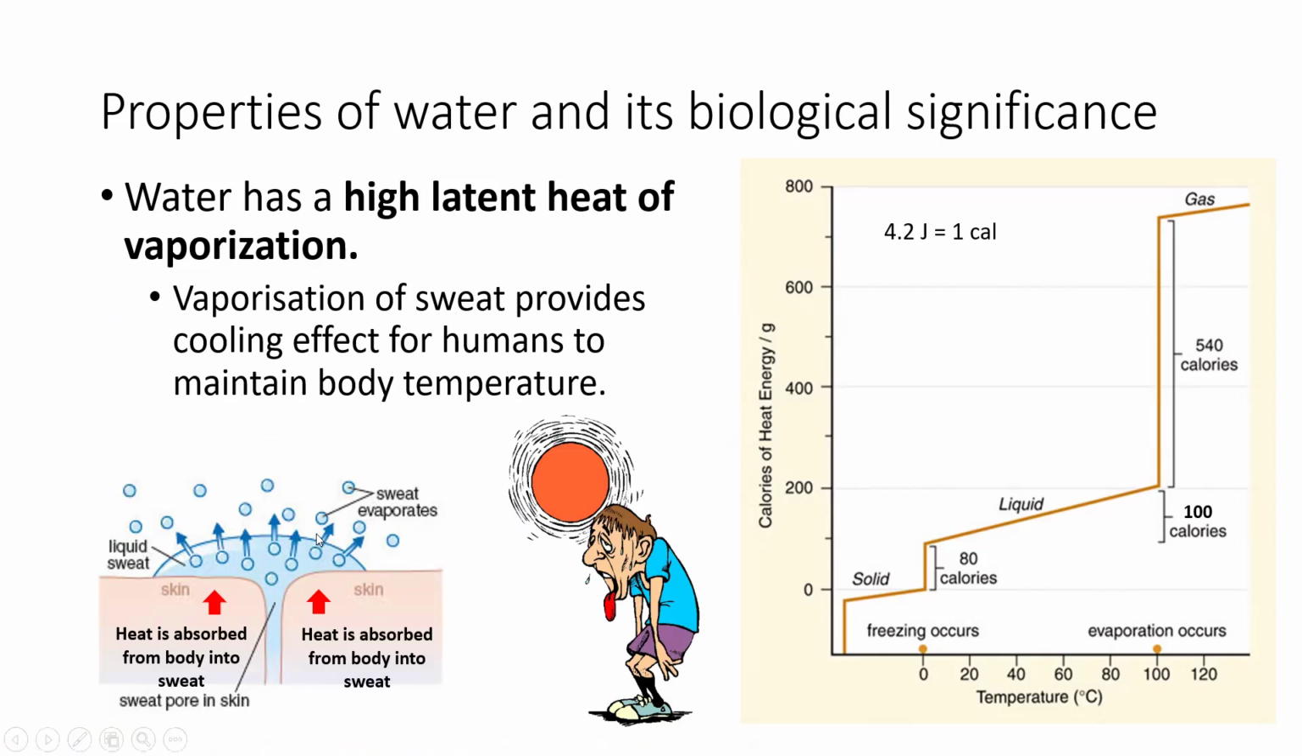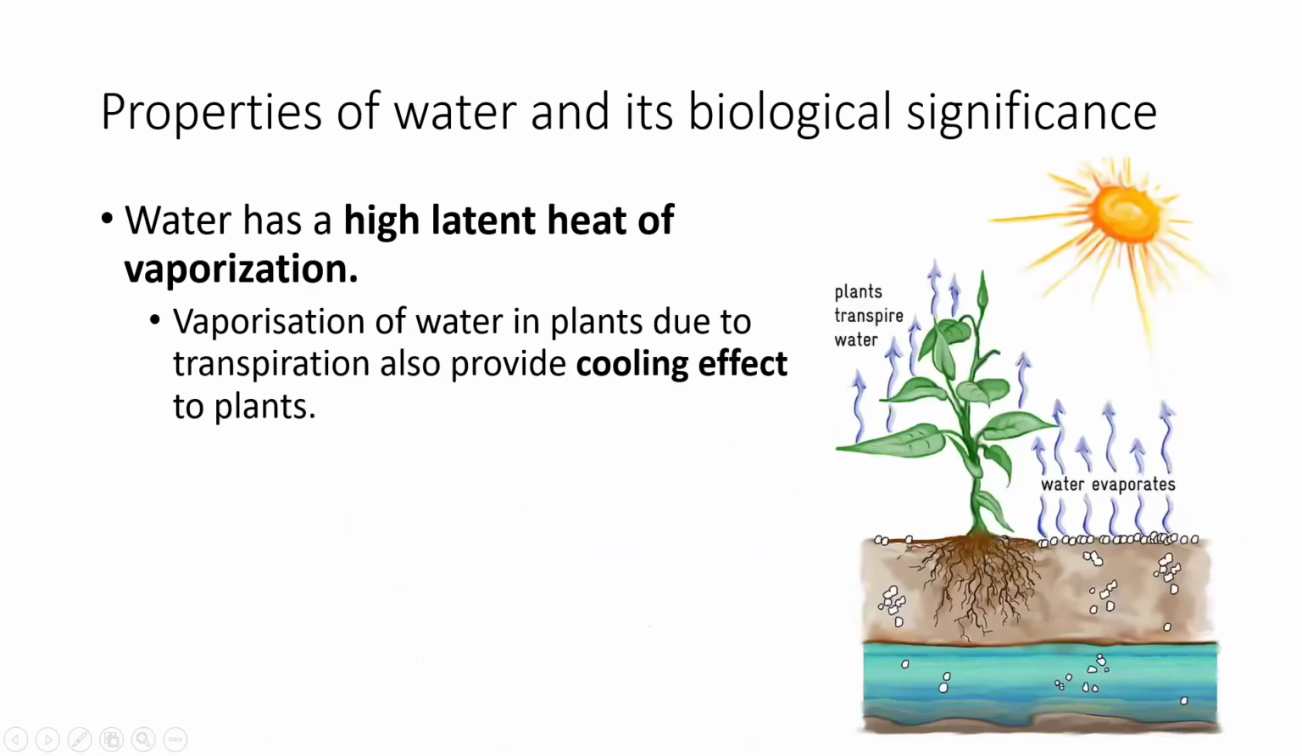So when you feel hot, you sweat, and the sweat will absorb heat from your skin to evaporate. High latent heat of vaporization means a large amount of heat must be absorbed by the sweat so that the sweat can evaporate. So when the sweat evaporates, a large amount of heat is lost from your body. Vaporization of water in plants, through transpiration, also provides a cooling effect to the plant. The concept is the same as sweating, the evaporation of sweat.